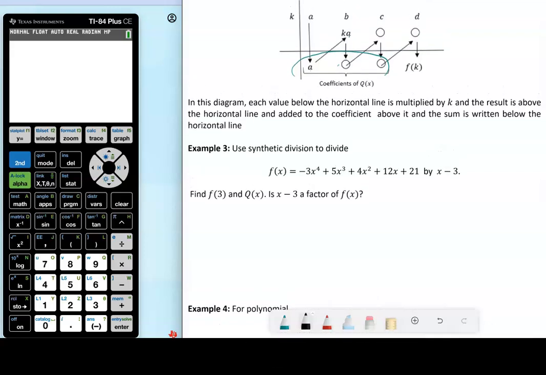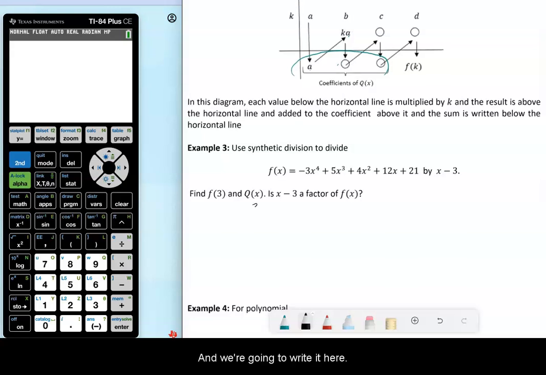We're going to take 3, because that's what we're evaluating. x minus 3 is its factor. 3 is the value we're using. And we're going to write it here. And then we're going to create this chart.